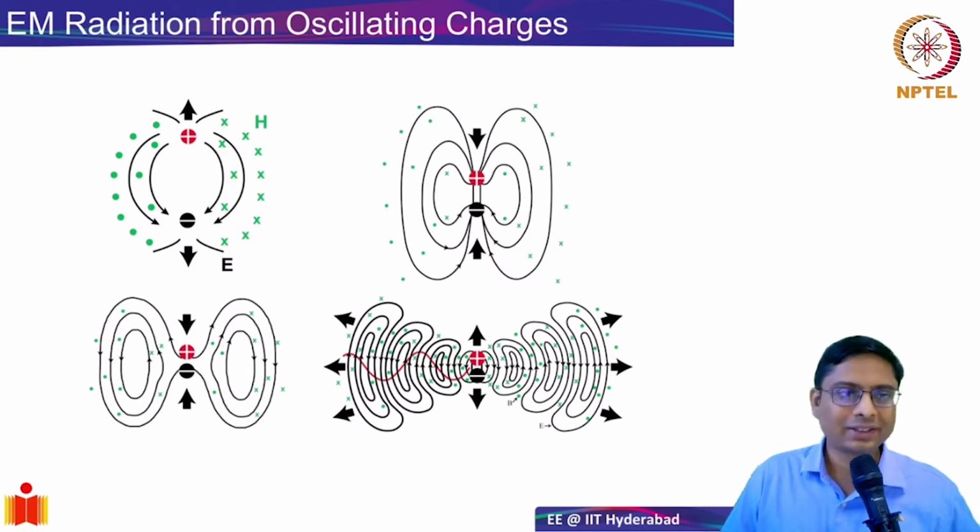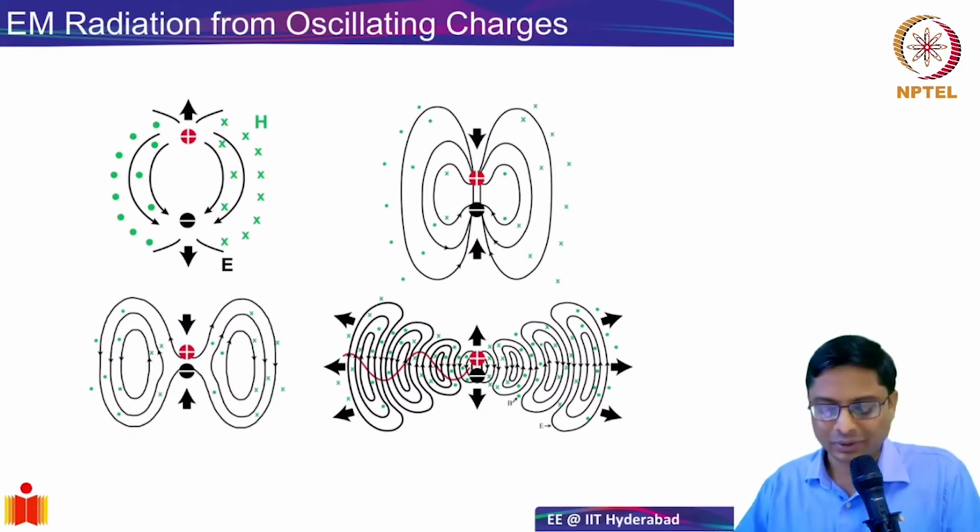The reason for that is, according to Maxwell's equations, the curl of H, the magnetic field, is dependent on the change in the electric field with time. So if you have time varying fields, then you have a magnetic field. If you have time varying electric fields, then you get magnetic fields, and so on.